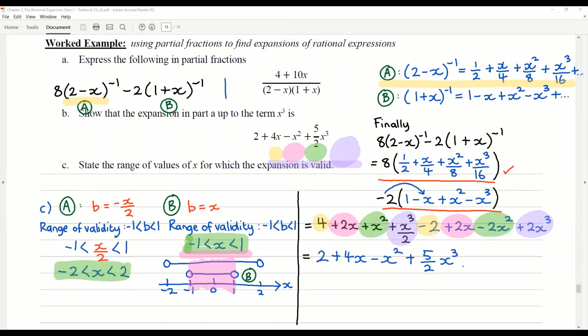So just to finish that off, your final answer will be, the range of validity will be x values between -1 and 1. And we are finished.